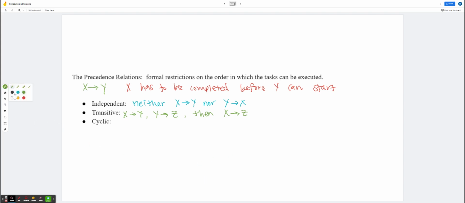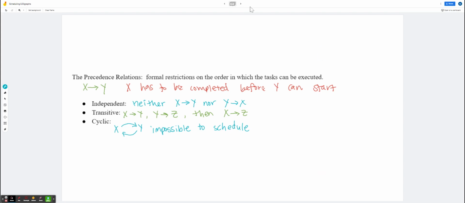The last situation we could have here is a cyclic relationship, where X is supposed to happen before Y, and Y is supposed to happen before X. If this is the case, then it is impossible to schedule these tasks because you cannot have X before Y and Y before X.